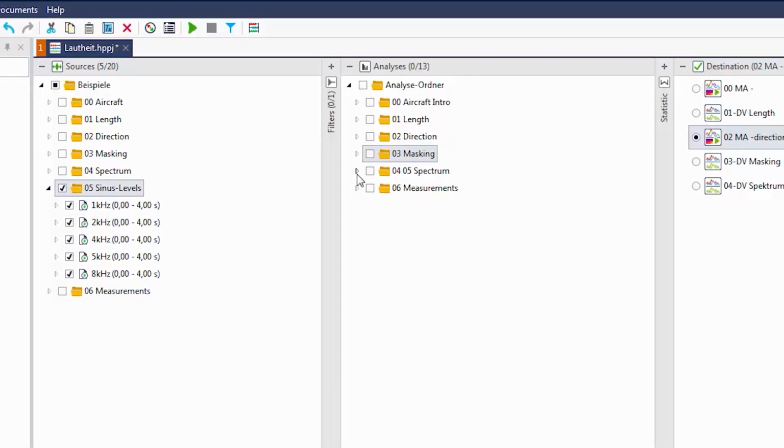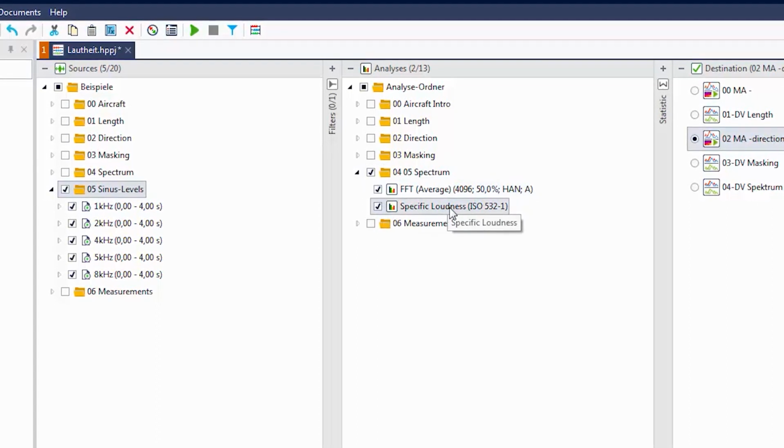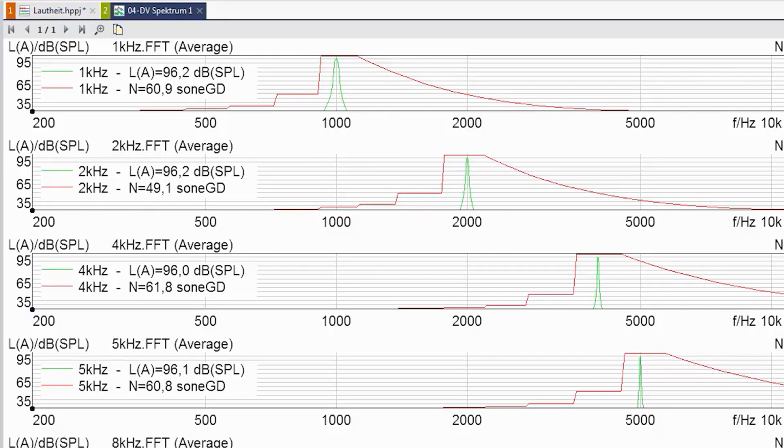Let's check what the analysis would say to us. All the sine tones we analyze by FFT average and specific loudness to see the frequency. We can see the different sine tones here, and quite interesting, the dBA level is always exactly the same: 96, 96, 96, every time 96. And this is a little bit strange because this is the main idea of the dBA weighting, to work perfectly on constant sine tones. Why are there these differences?